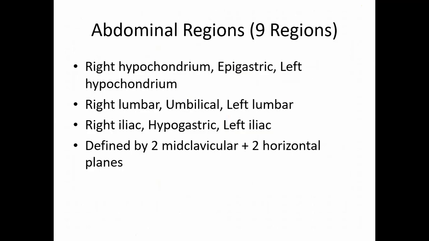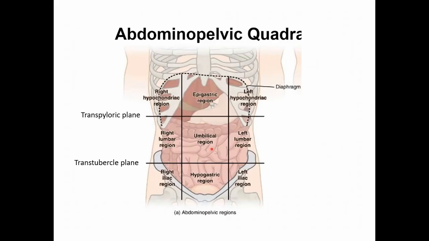Now come to the abdominal regions. We classify the abdominal contents, organs or boundaries into two classifications. One is abdominal quadrants, as the name suggests, which divide the abdominal region into four parts, while the second one is abdominal regions, in which four imaginary lines are drawn, two from the mid-clavicular regions, while the other two are the transpyloric plane and the transtubercle plane.